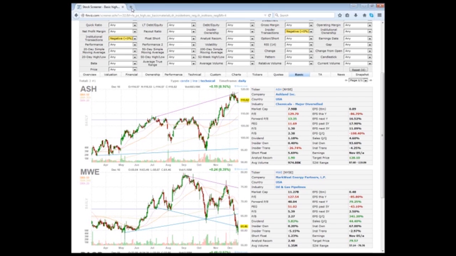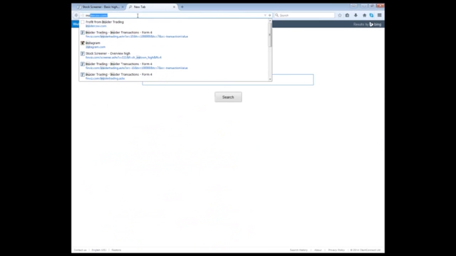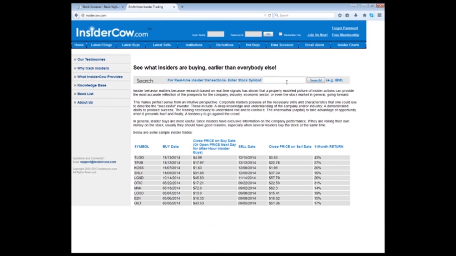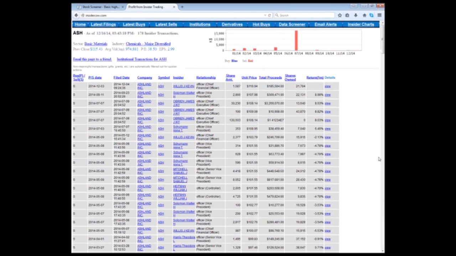So now we can have a look at the insider action, just to dig a little deeper, and go into Insider Cow. Great website, free website, and we can simply type in the symbol here, ASH, and there we go. So we can now see which transactions have actually occurred. We can see how widespread the selling is. Again, these are all conditions, and then we can also look at the institutions and see if there's been any kind of recent large selling or buying. You can see the selling represented by an S, buying represented by a B.